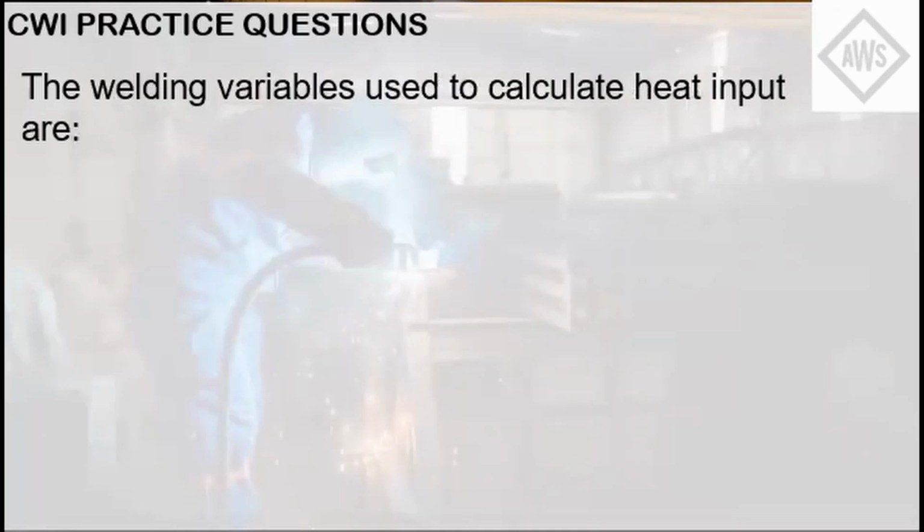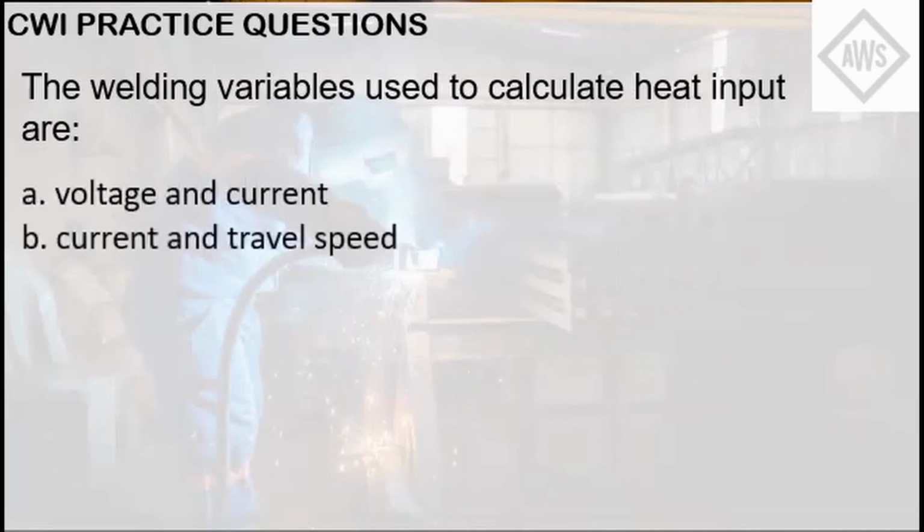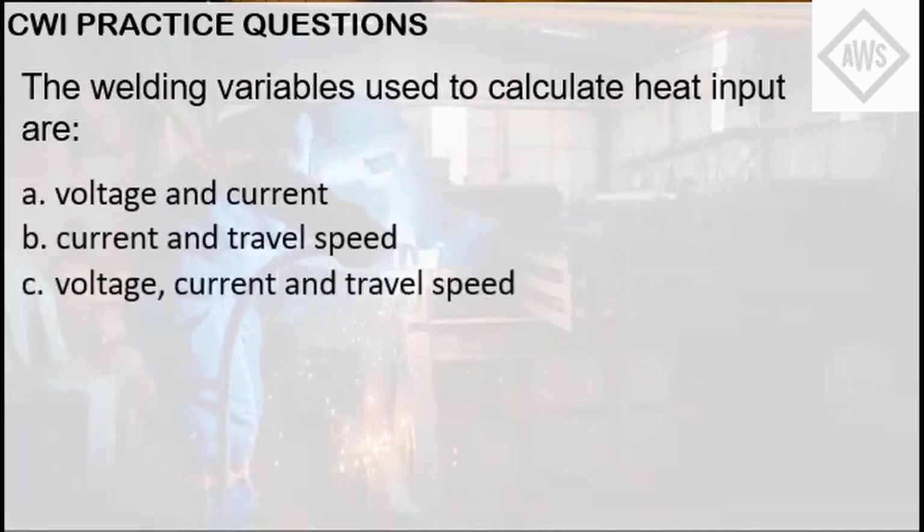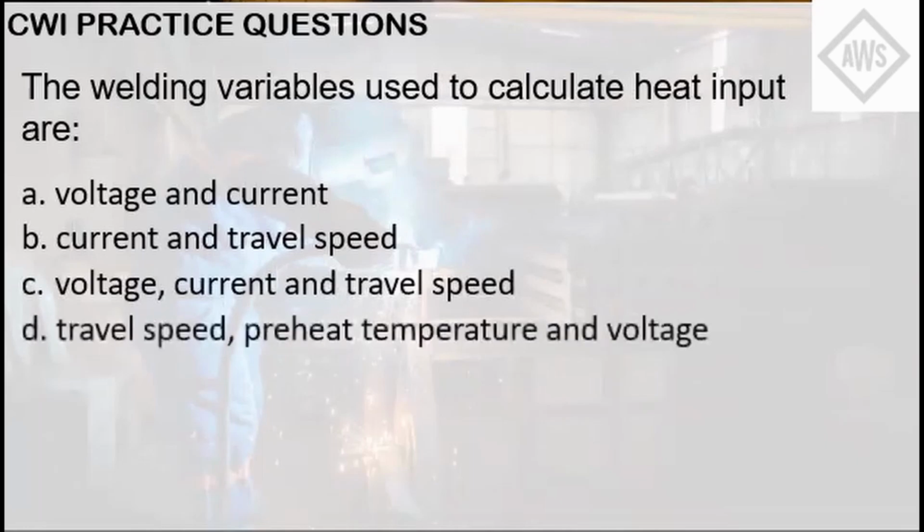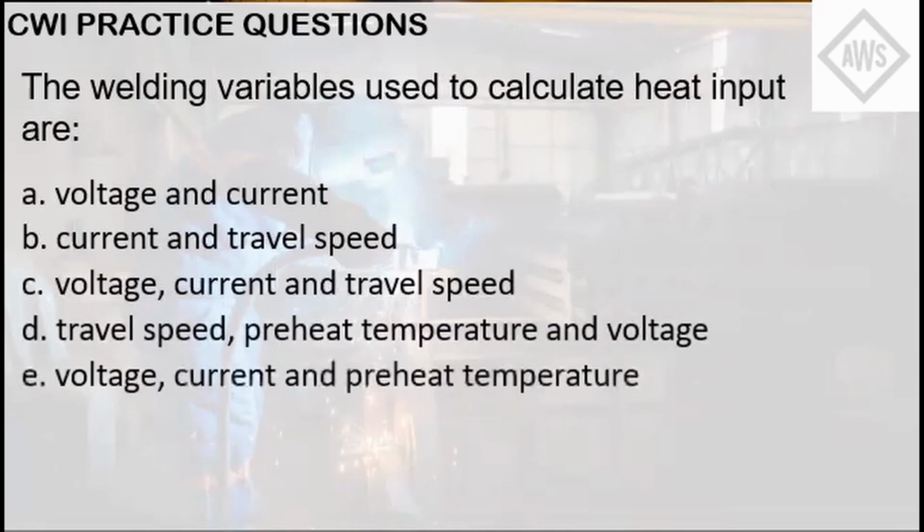Next question. The welding variables used to calculate heat input are letter A, voltage and current, letter B, current and travel speed, letter C, voltage, current, and travel speed, letter D, travel speed, preheat temperature, and voltage, letter E, voltage, current, and preheat temperature. Voltage, current, and travel speed affects the heat input, which is the answer here, letter C. Voltage is the amount of electricity induced in the base metal. The current, similar to voltage, increases the heat input as the amount of electricity increases.